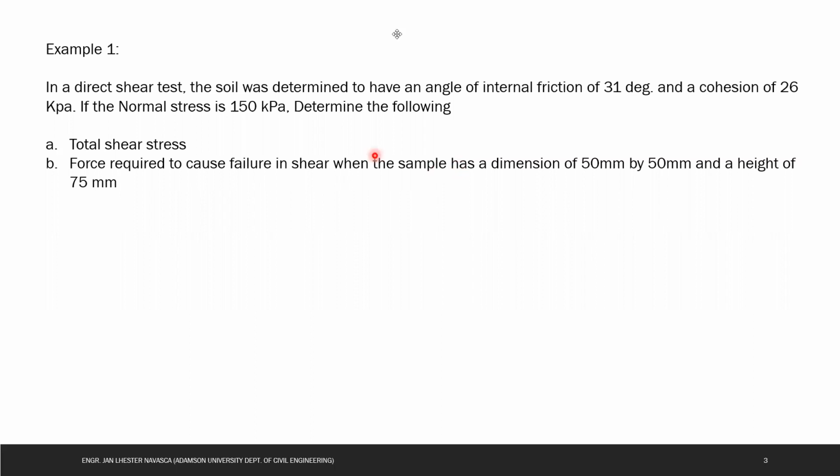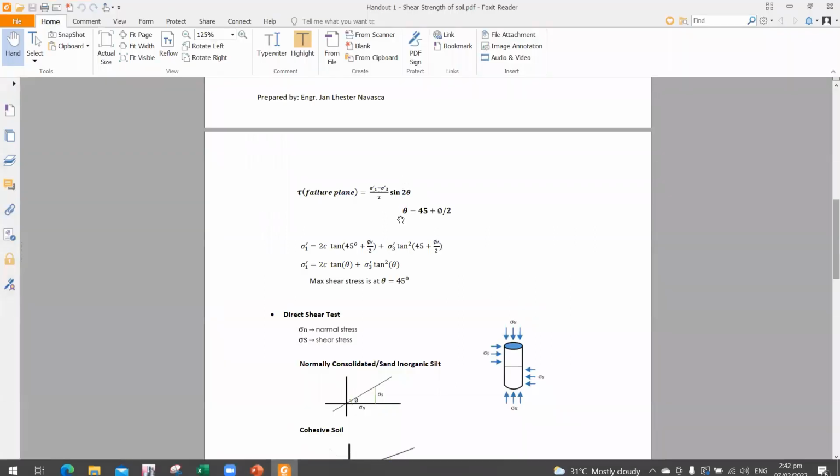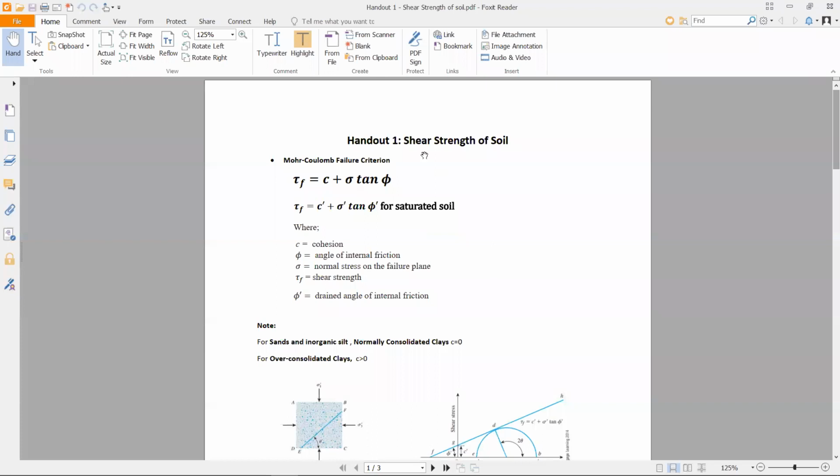So I think I have discussed the handout with you. Can you please open your handout? Handout 1 for the shear strength of the soil. Let me open our handout. This one, share screen. The problem is not visible. This one. So if you recall your handout 1 for the shear strength of the soil.